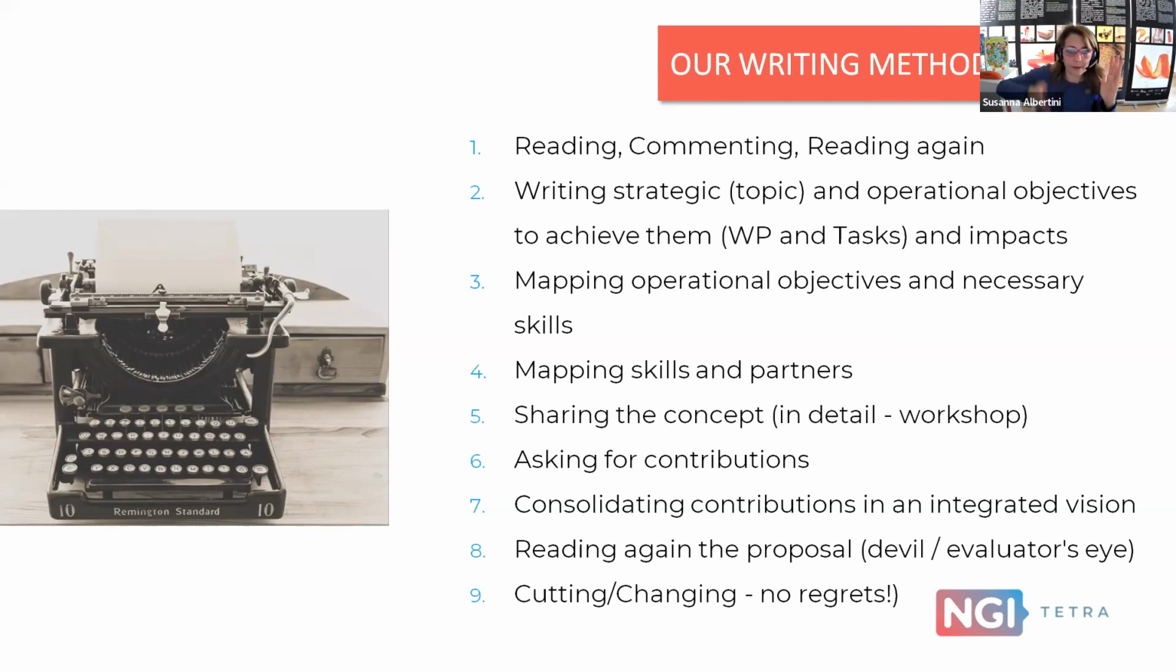So start mapping the partners and put maybe some X or whatever you like more, but really to make sure that you have all the necessary skills on board. If you don't, look for additional partners, because this is something that the evaluators will definitely look at. Do you have everybody on board? Do you have the right skills? Do you have repetition? Because this is also very important.